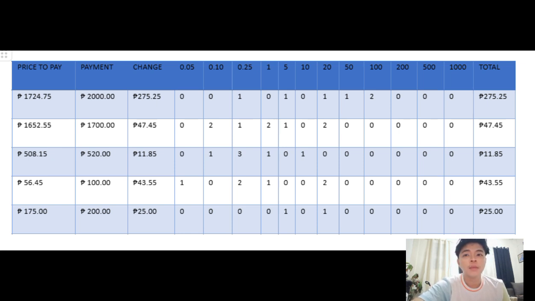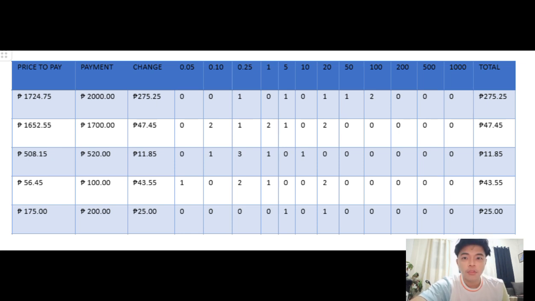And in transaction 5, 175 pesos with 200 pesos, change is 25 pesos, and the result is 1 times 20 pesos, 1 times 5 pesos. So what's great about this algorithm is its simplicity and speed. It works best when the denominations allow for a greedy approach to always produce the optimal solutions, which is the case in the Philippine currency system.